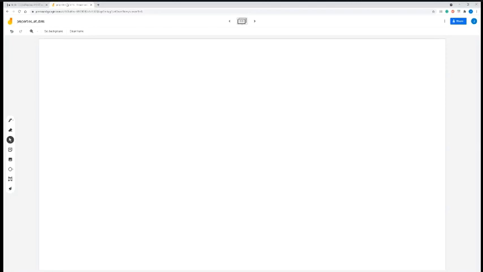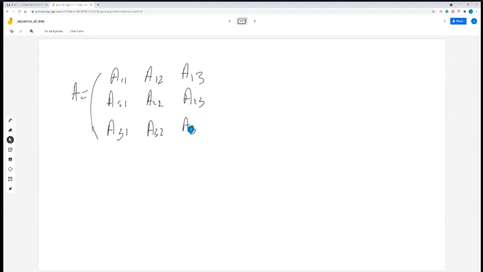So let's take the matrix, call it A. The matrix has the entries, of course, A11, A12, A13, then A21, A22, A23, and then A31, A32, and A33. And let's now try to do the following. Suppose you multiply the second row by a number, and you add it to the first row.